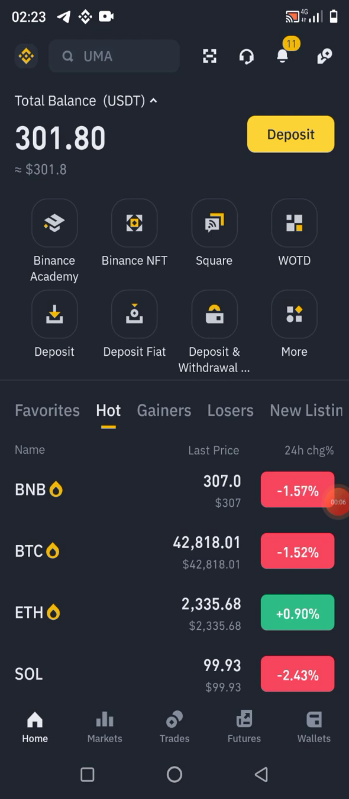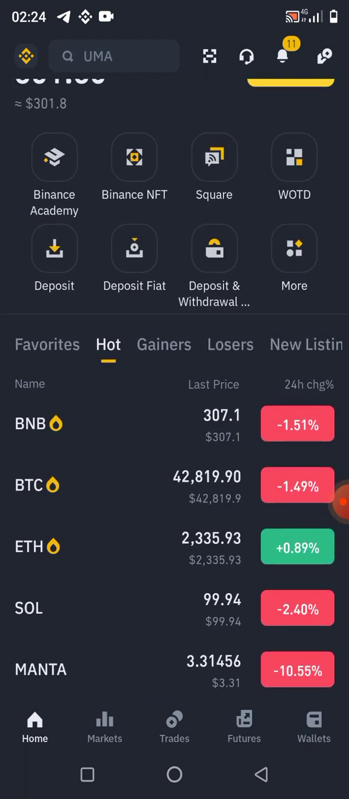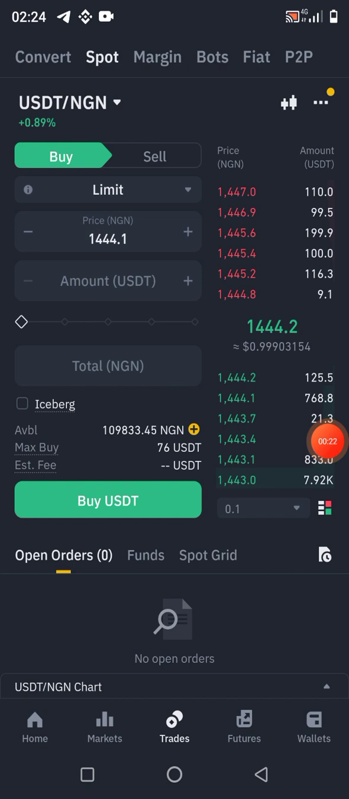Okay, this is 2:23 a.m. in Nigeria. Today is the 31st of January 2024. You can see the price of Bitcoin, but that's not what I want to show you. Okay, let's go to trade. You can see trade here. So let's go to trade.